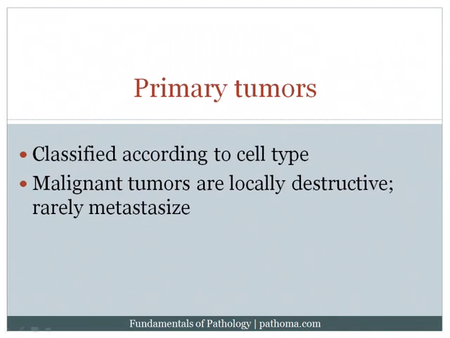Primary tumors of the central nervous system are classified according to cell type, and it's very important to note that when you have a malignant primary tumor, it's locally destructive. However, it usually will not spread outside of the central nervous system. Now again, let's focus on the fact that these are classified according to cell type. So in order to understand central nervous system tumors, we really need to understand the normal cells present within the central nervous system. And so let's just do a very quick overview.